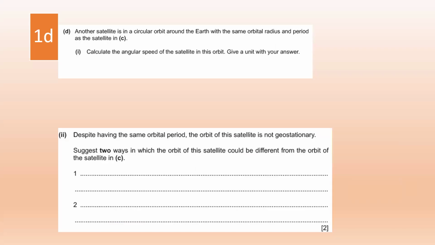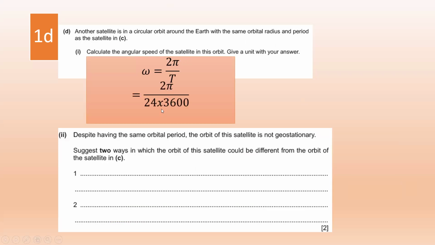Another satellite is in circular orbit around the Earth with the same orbital radius and period as the satellite in C. Calculate the angular speed of the satellite in orbit. Give a unit for your answer. So omega is 2 pi over T, same 24 hours, change to seconds, times 3,600 seconds, and you get that answer.